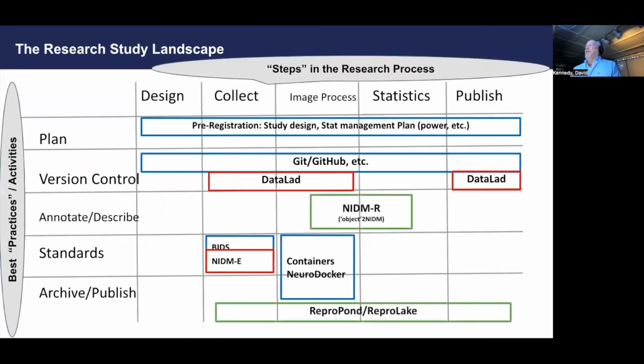So you can imagine this set of best practices that I just talked about, and the desire to apply those in all the phases of the research process: design, data collection, image processing, statistical analysis, and publishing. We want to think about how to plan, version control, annotate and describe, use standards, and use archival and publishing methods in each of these different stages. Again, I'm not going to dwell on the tools here. These specific tools that help us solve these different blocks will come up in the course of the ReproRehab program.